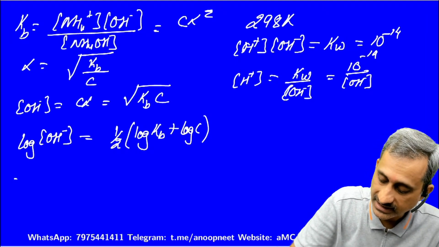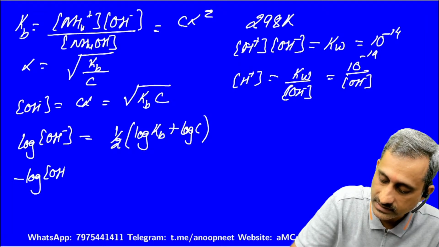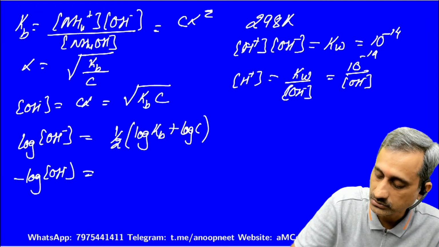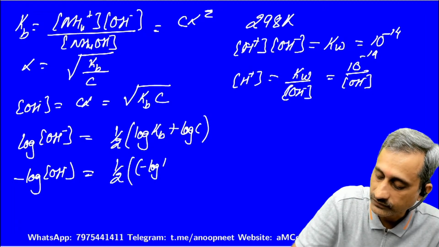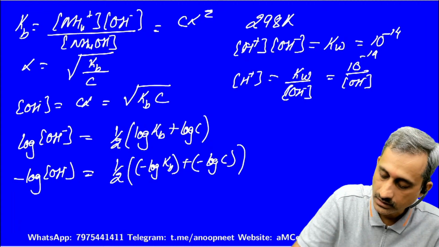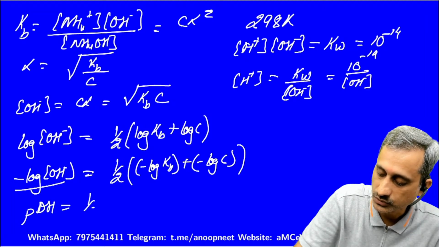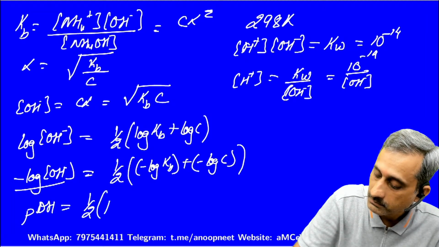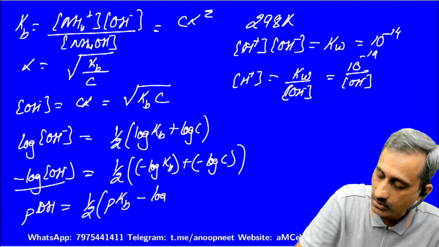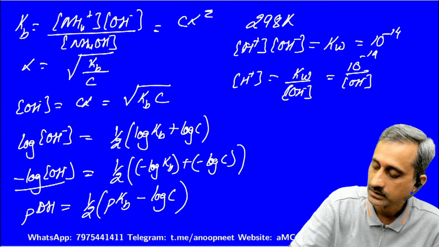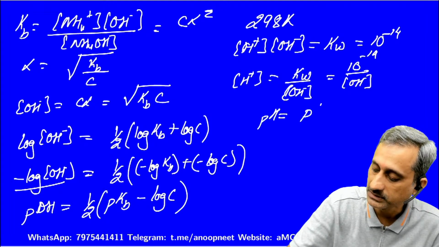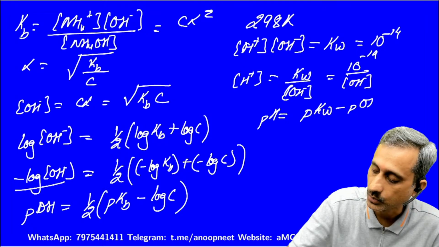अब यहां पर हमारे पास आ गया negative log of OH minus. Now that's going to be equal to 1/2 negative log of KB plus negative log of C. Negative log of OH minus is equal to POH. That's going to be equal to 1/2 PKB minus log C. Okay. Then pH is equal to PKW minus POH.